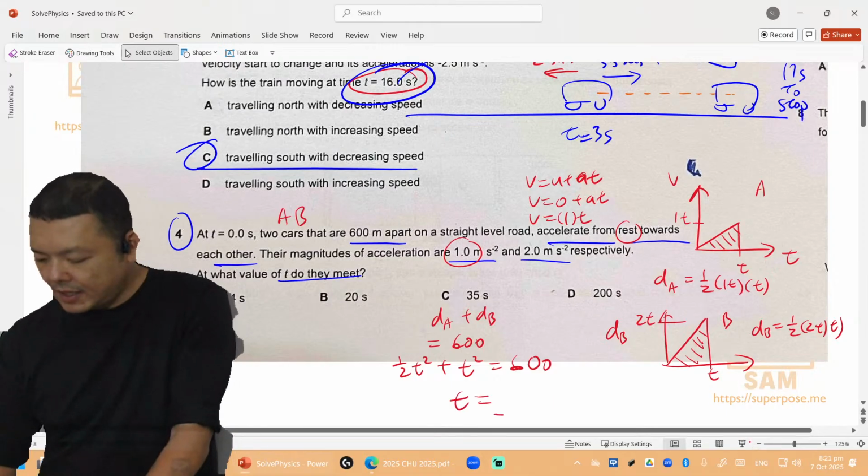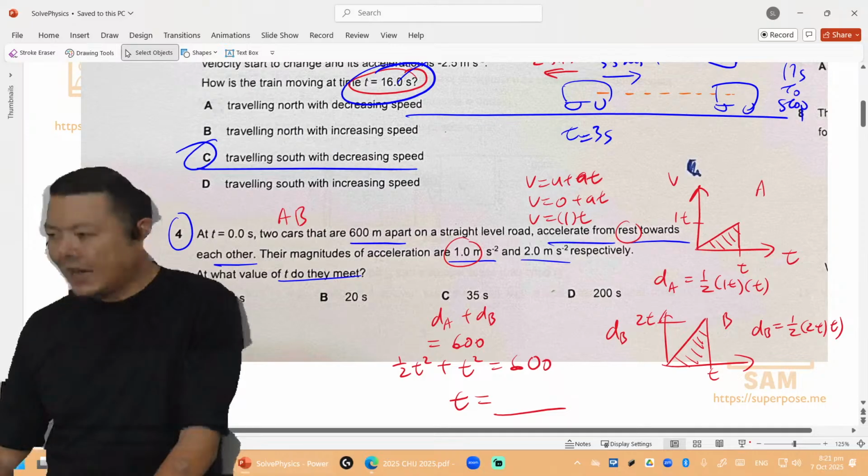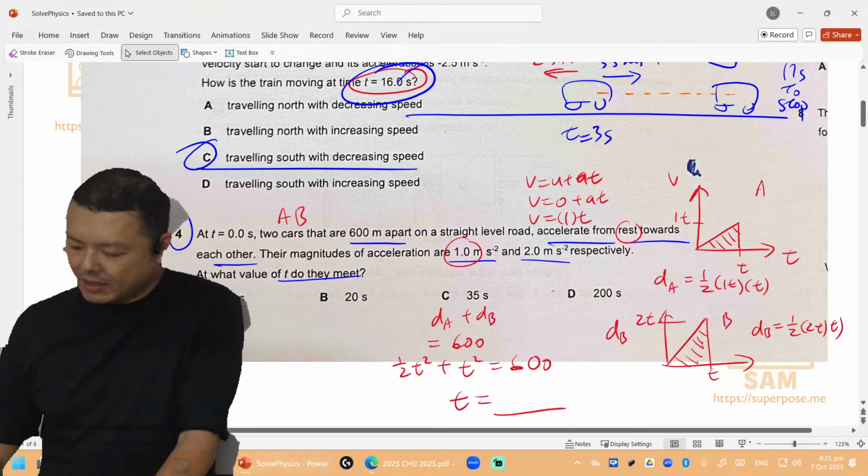Okay. T equals, actually, there's only this method. Sorry, the other method is the same thing. S equals ut plus half at squared. You get the same thing.